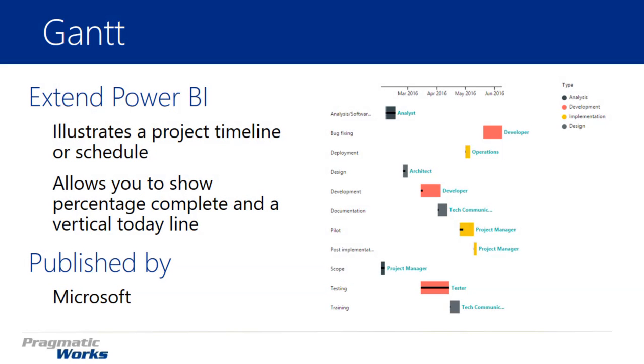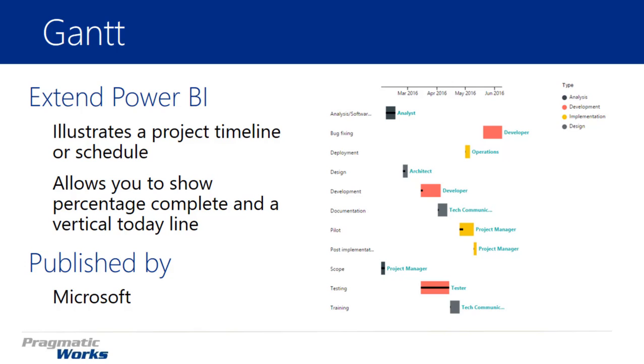Now, the Gantt chart is fairly popular when it comes to visualizing time management or project management information. It will help you illustrate a schedule associated with a project. This is a great visual for doing it. It also has components that show you a today line, so you can see on your schedule where today is, and whether or not you are completing certain tasks on time or not on time.